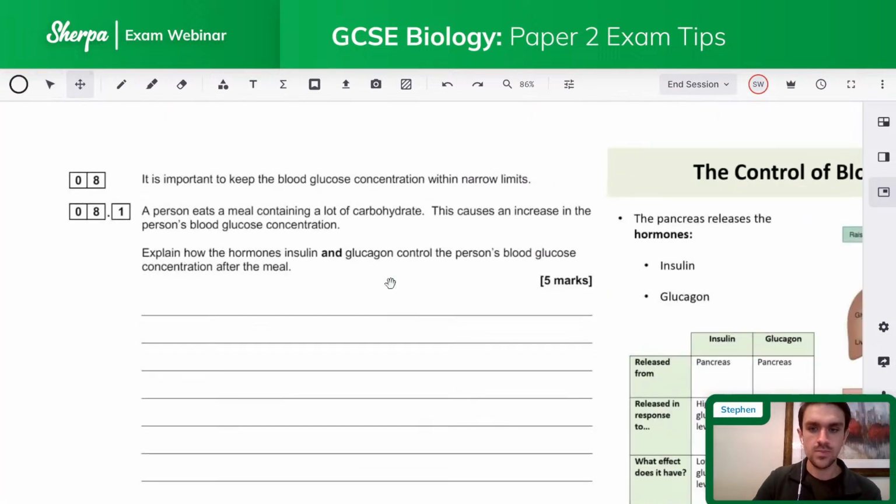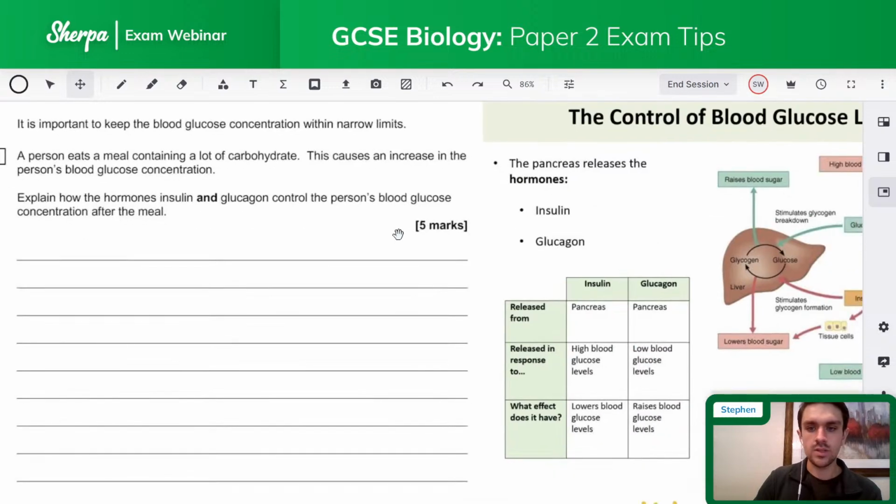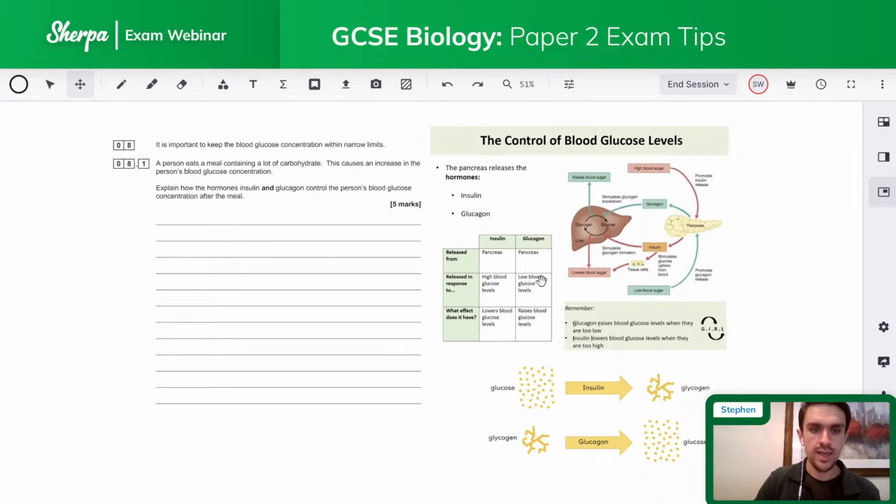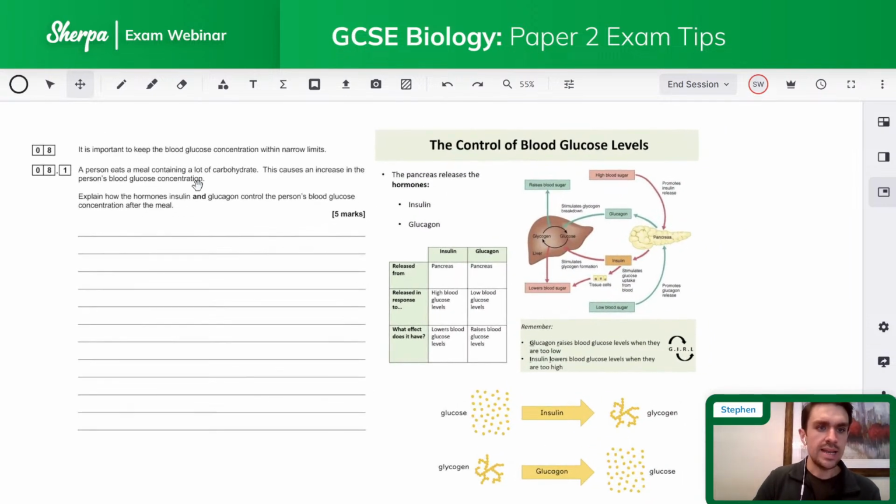Let's have a look. So this one is about glucose and blood glucose concentrations. So here is our question. It is important to keep the blood glucose concentration within narrow limits. A person eats a meal containing lots of carbohydrate. This causes an increase in the person's blood glucose concentration. Explain how the hormones insulin and glucagon control the person's blood glucose concentration after the meal.